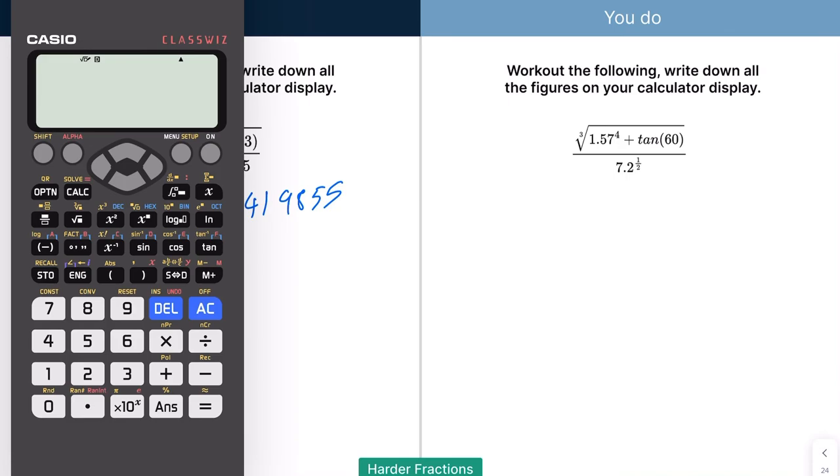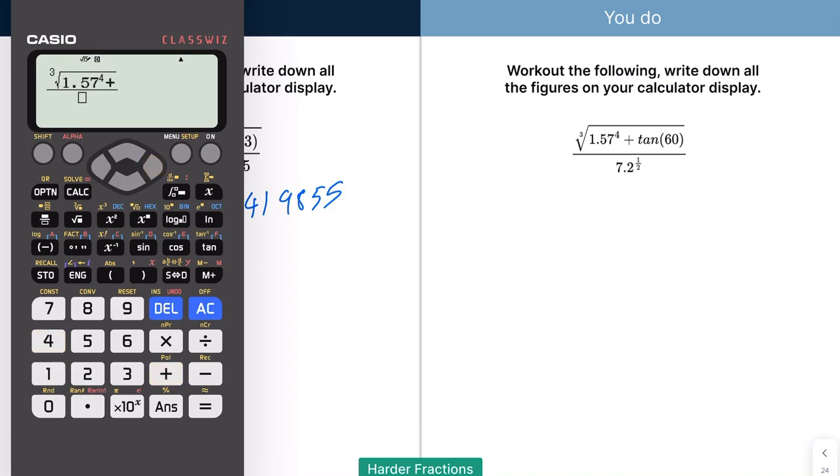It might look a bit trickier, but we start off with a fraction. We only have the square root at the top, okay? So we do not start off with a square root and then a fraction because the square root is only at the top. So start with a fraction, add the square root, and in fact, it's not even a square root, it's a cube root. So we're going to press shift and that button there. That gives us cube root and then 1.57 to the power of 4.